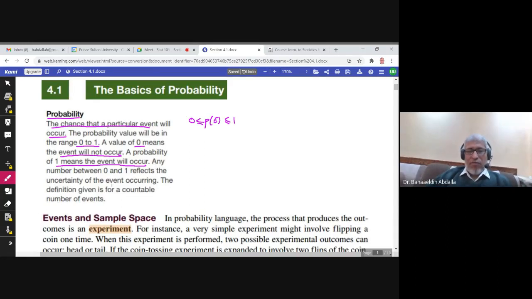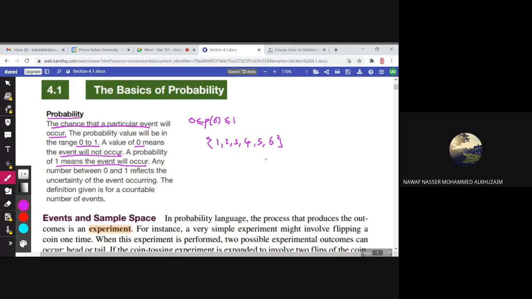For example, if we roll a die, you know the die has 6 faces, and on each face there are 1 point, 2 points, 3 points, number of points from 1 to 6. This is all the outcomes. If you roll a die, all the outcomes are here. Now, if I ask you a question, what is the probability that you get 7 points on the upper face? 0, because you cannot get 7.